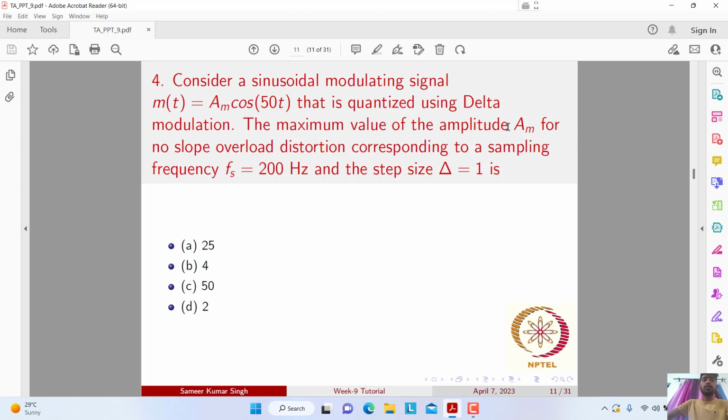The condition is given that we have to avoid slope overload distortion, with fs given as 200 Hz and step size given as 1. As a hint, I'm giving you the condition for slope overload distortion. You have a few data, and then try to calculate the value of Am. Take your time and try to solve it.